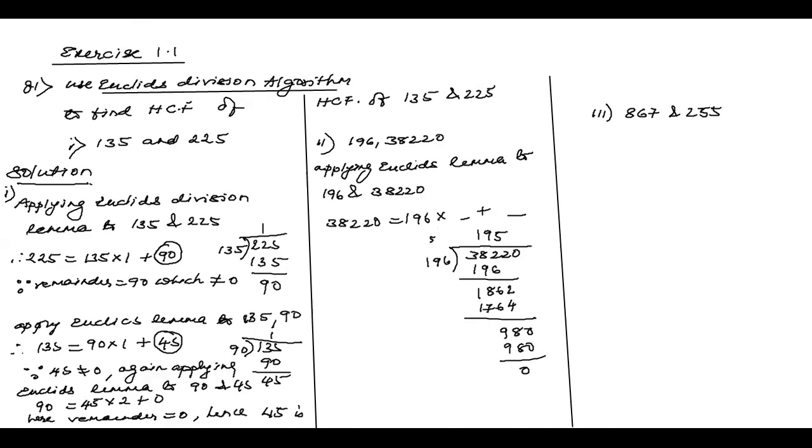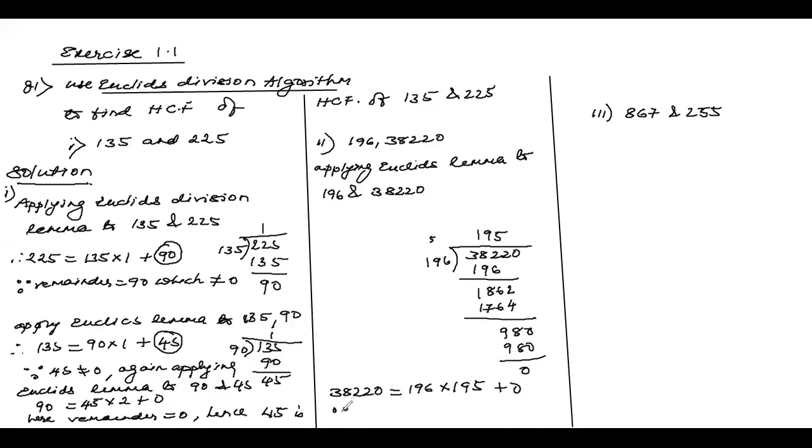38220 can be written as, I'll write it below. Therefore 38220 is equal to 196 multiplied by 195, children. This is your B, Q. 195 plus 0. Correct? So what do you see, children? This was 38220. This is your B, and this is a quotient, and the remainder is 0.